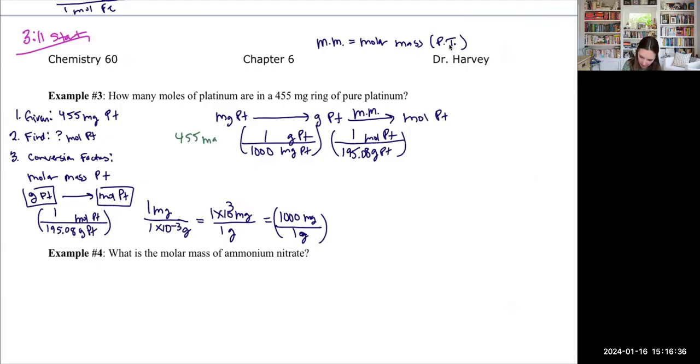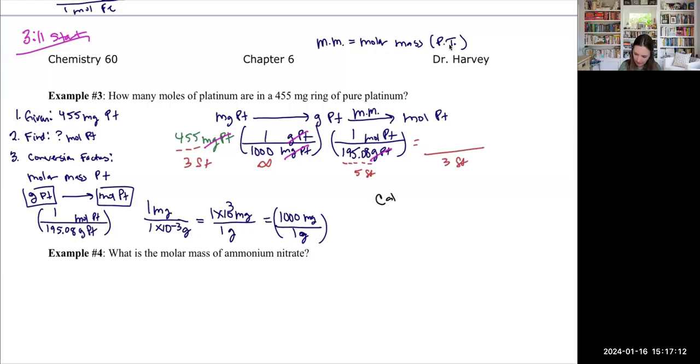And then bring down that number so we can solve. 455 milligrams of platinum. And I'm going to be specific with my units, right? Not just grams and milligrams, but grams of platinum, milligrams of platinum, moles of platinum, et cetera, so we can double check and cancel. Milligrams platinum upstairs, downstairs cancels. Grams platinum upstairs, downstairs cancels. I'm left with moles of platinum. And sig figs: 455 has 3 sig figs, the metric conversion is unlimited, and my molar mass from the periodic table has 5 sig figs. So for my answer, I'm going to want 3 sig figs.